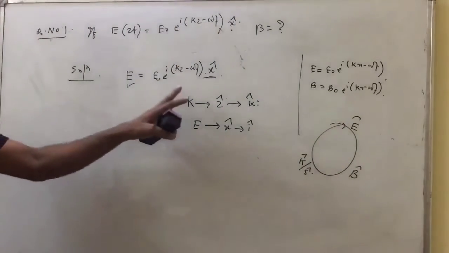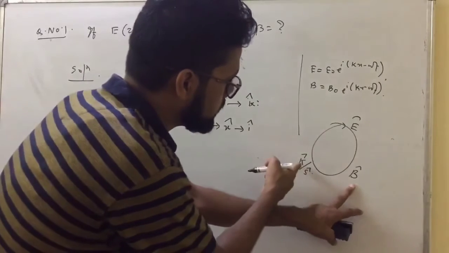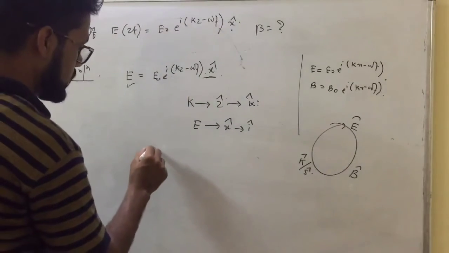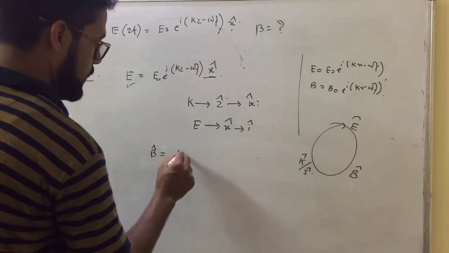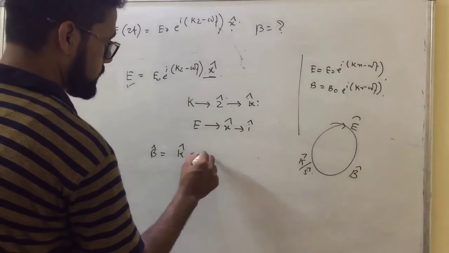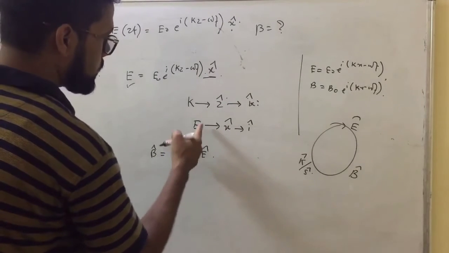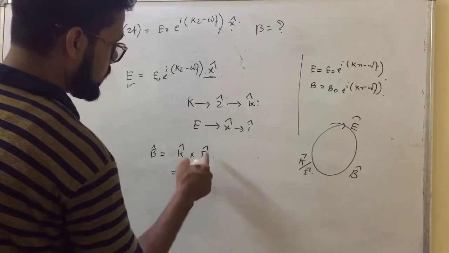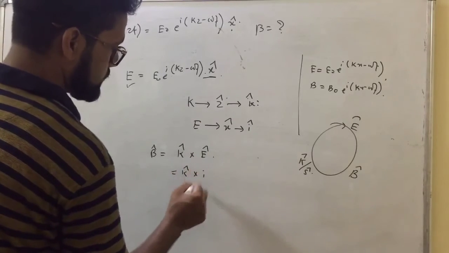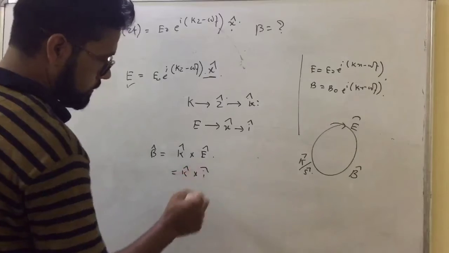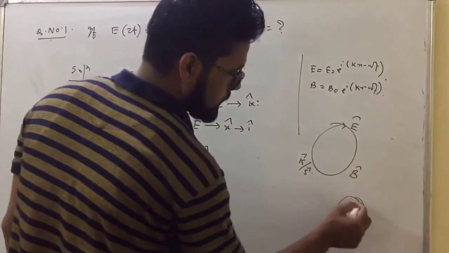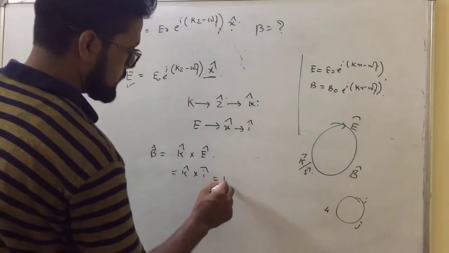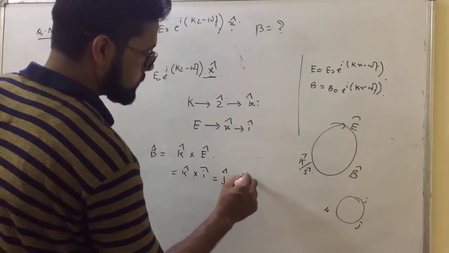Now, what is the value? I have to find out B. So for B, I have to take the cross product of K into E. So the unit vector of B equals K cross E. K is the propagating direction along k cap, into E, direction i cap. K into i cap means, see i, j, k, K cross i is j cap, or you can say y cap also.